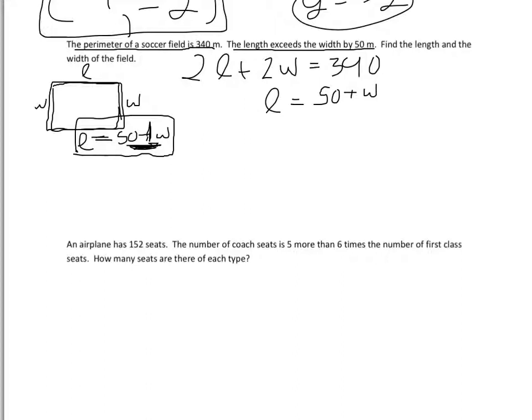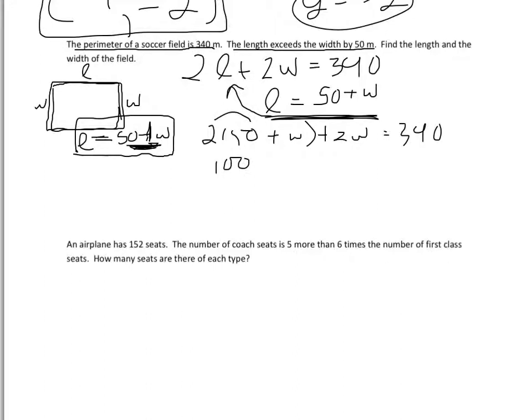Because we already have this isolated for L, we can just substitute this 50 plus W in where we see that L right there. So we have 2 times 50 plus W plus 2W equals 340. So 2 times our 50 is 100. Distribution over here gives us plus 2W. So 100 plus 4W equals 340.